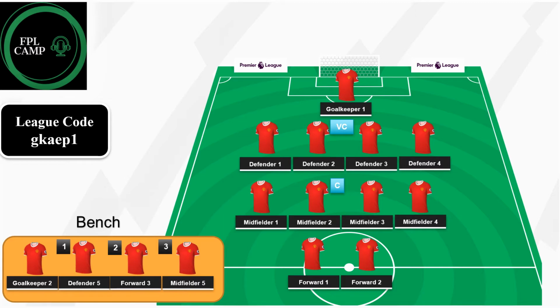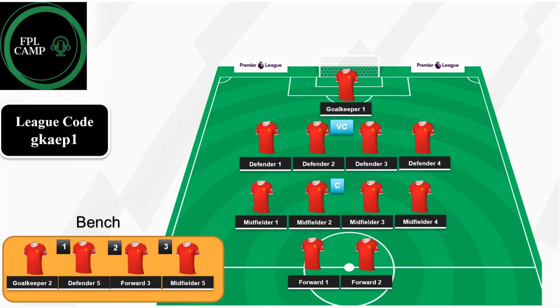A captain's points are doubled, and in case your captain doesn't play, then your vice captain's points are doubled. It is for this reason that choosing a strong vice captain is very important. Many managers casually make someone their vice captain and later on regret it when their captain doesn't play.